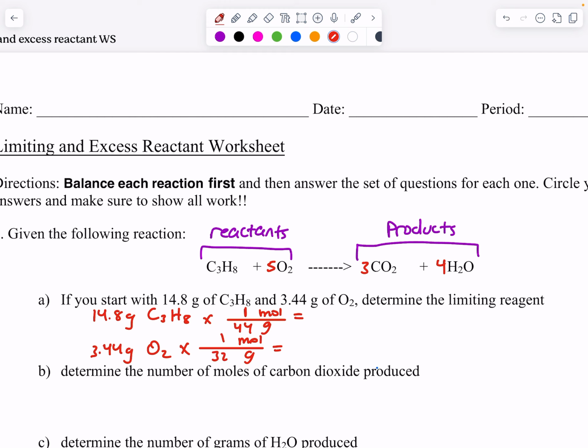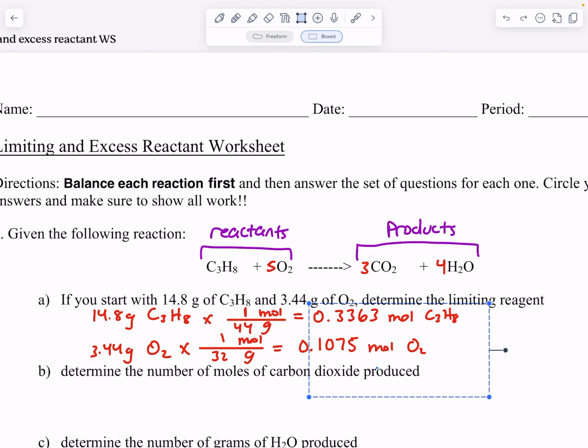Now I'm just going to divide these numbers and get my number of moles. So 14.8 divided by 44 is 0.3363, and 3.44 divided by 32 is 0.1075. Now that I have the number of moles of propane and the number of moles of oxygen, I divide them by putting the largest number on top. 0.3 is bigger than 0.1, so I'm going to do 0.3363 divided by 0.1075.